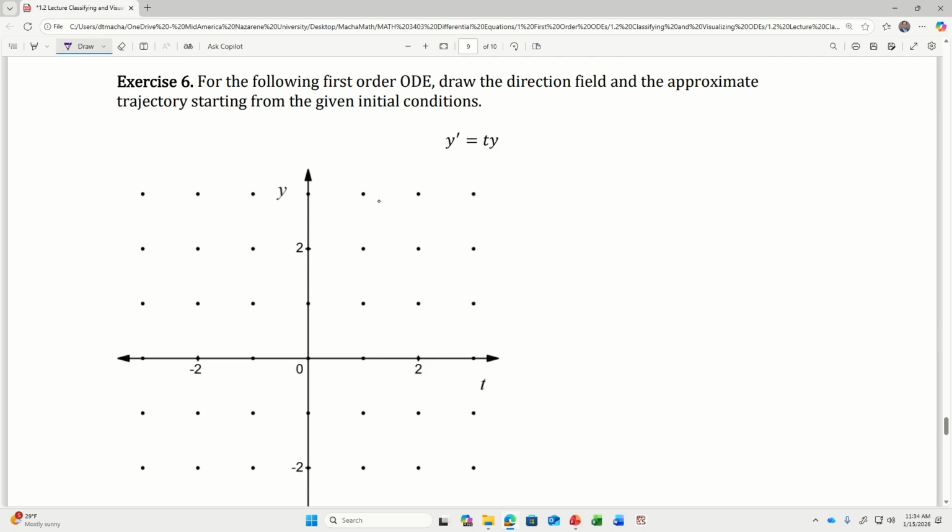This is saying y prime is equal to ty. Here is my t-axis, and here's my y-axis. Y prime is, of course, dy dt, and dy dt is like the slope, the change in the vertical axis over the change in horizontal axis. And so that's t times y. Where t is 1 and y is 1, t times y is 1 times 1, so the slope is like positive 1, like this.